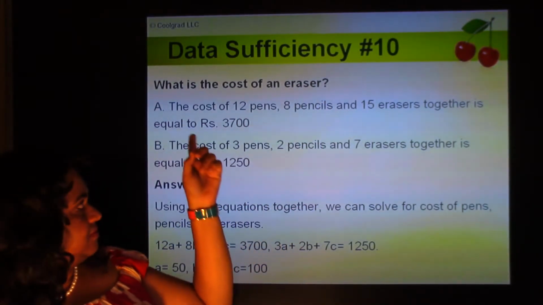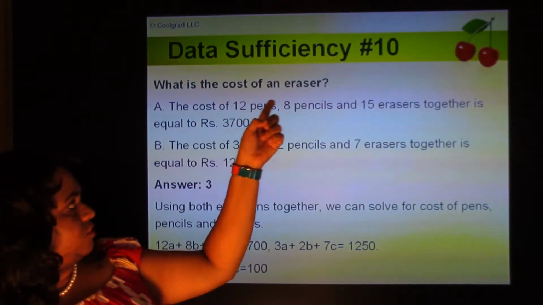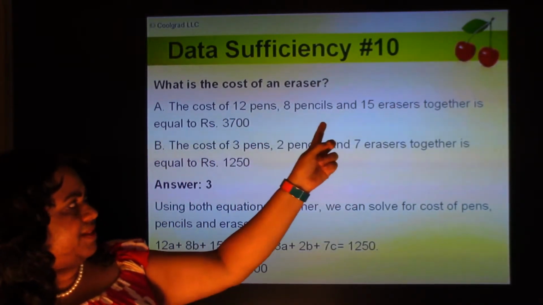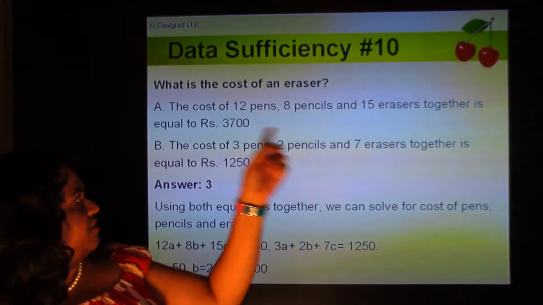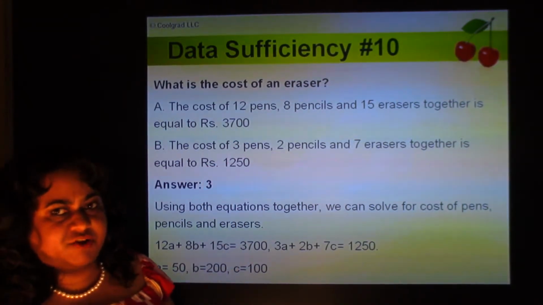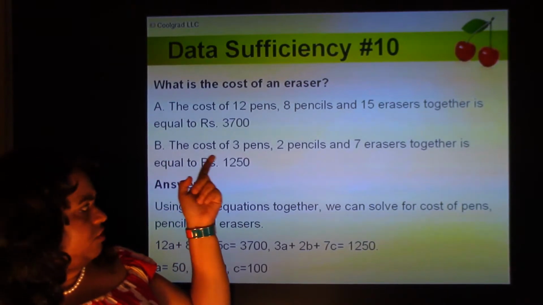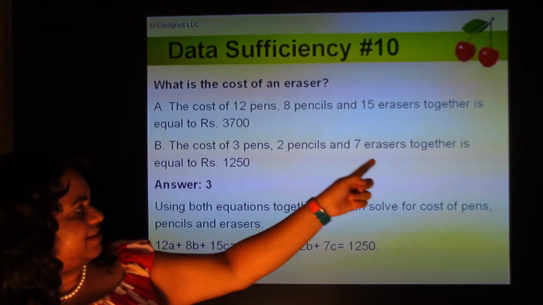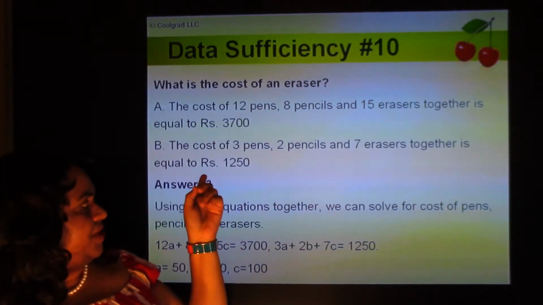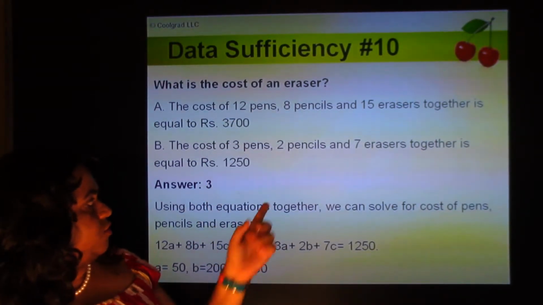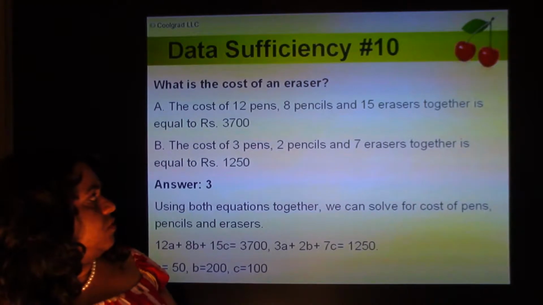Question number 10. What is the cost of an eraser? Statement A. The cost of 12 pens, 8 pencils and 15 erasers together is equal to rupees 3,700. Statement B. The cost of 3 pens, 2 pencils and 7 erasers together is equal to rupees 1,250. So there are 3 variables and 2 statements.